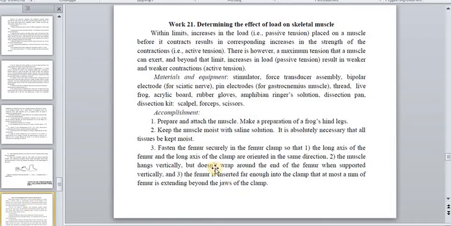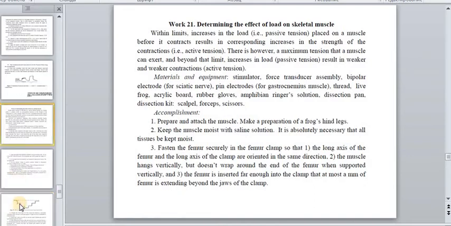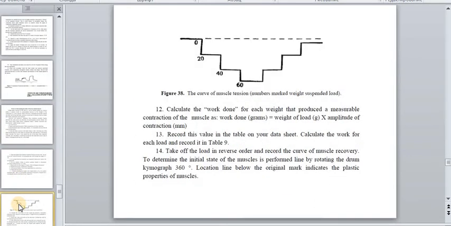On page 79, this is a complex work where we will see the ability of the muscles to stretch and take their shape again after removing the load. Unfortunately, I don't have the video for this lab work, so we'll just look at the picture.